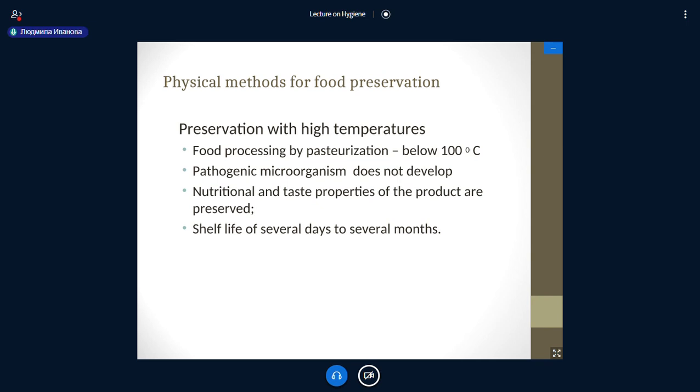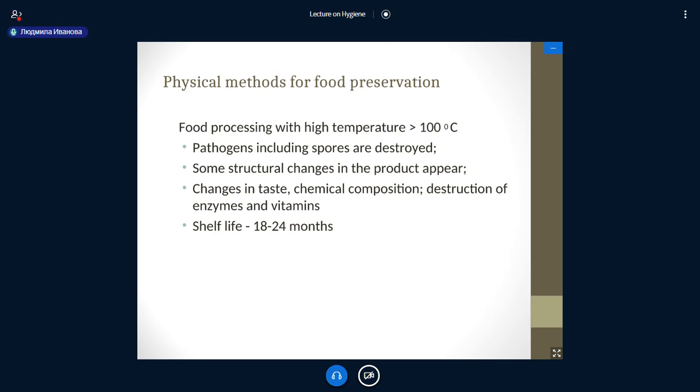Pasteurization is around 70 degrees, and pathogenic microorganisms do not develop. Nutritional and taste properties of the product are preserved, with a shelf life of several days to several weeks. But pasteurization cannot kill spores, for example botulism. But it destroys all bacteria and also viruses. That's why it's recommended to drink pasteurized milk.